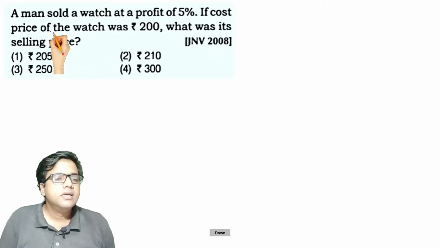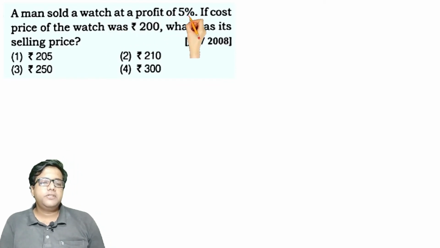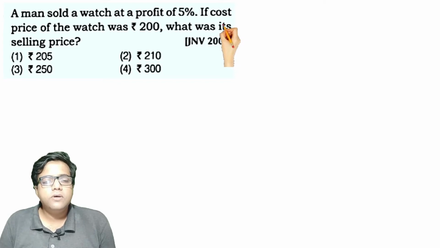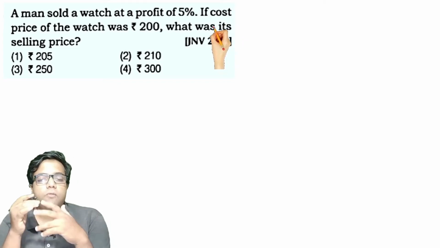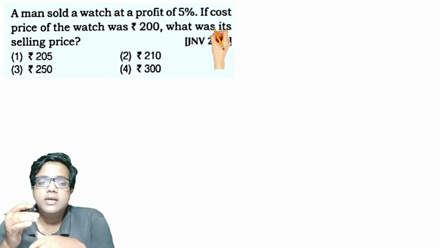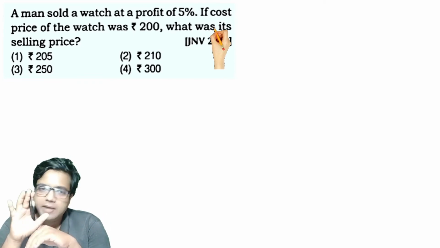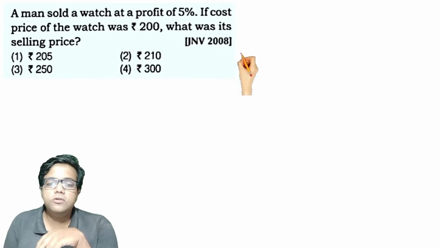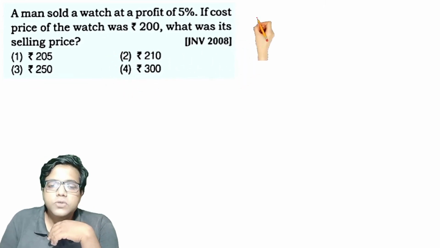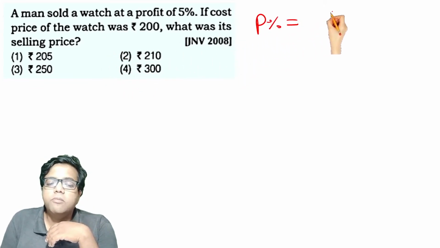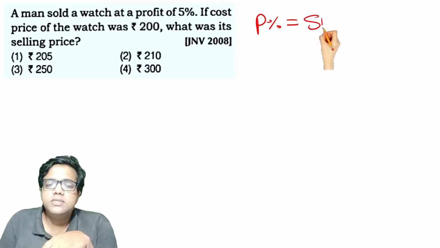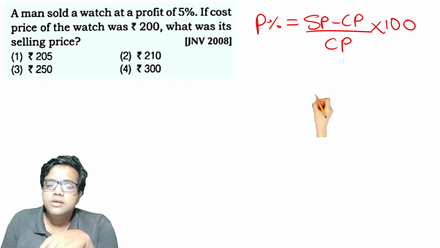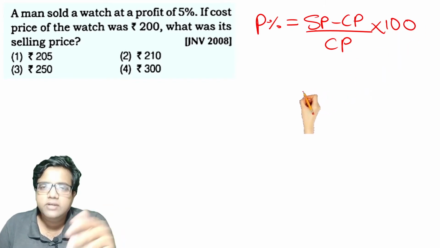Let's move ahead. A man sold a watch at a profit of 5%. If the cost price of the watch was 200 rupees, what was its selling price? So you should know the formula properly. Profit percentage is equal to selling price minus cost price, by cost price, into 100, right? So fill up all the information and find out what is left there.